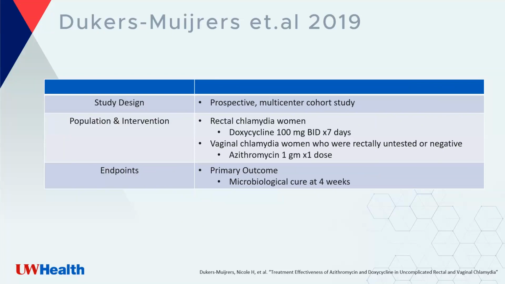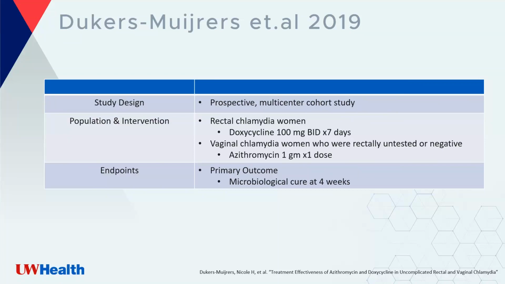Prior studies have shown that azithromycin was less efficacious as compared to doxycycline for rectal chlamydia, 83 versus 99% in a meta-analysis observational study. And more studies, though, needed to be reported because women are largely underrepresented in these patient populations. So this was a prospective multi-center cohort study that looked to see if azithromycin versus doxycycline for rectal or vaginal chlamydia had any significant difference.